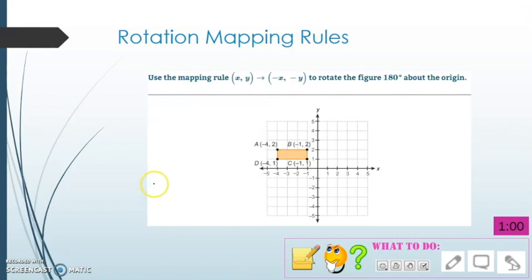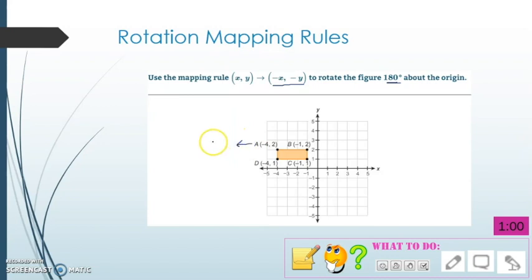Alright, so let's practice. It reminds us what mapping rule to use and that this is for a figure that is rotating 180 degrees about the origin. It's considered counterclockwise, but when you're rotating 180, it doesn't matter which direction you go because it would be the same either way. So all you do is just change the signs on each one of the coordinate points.